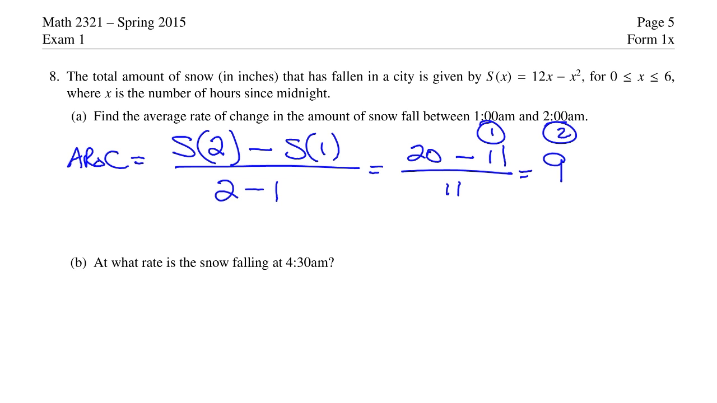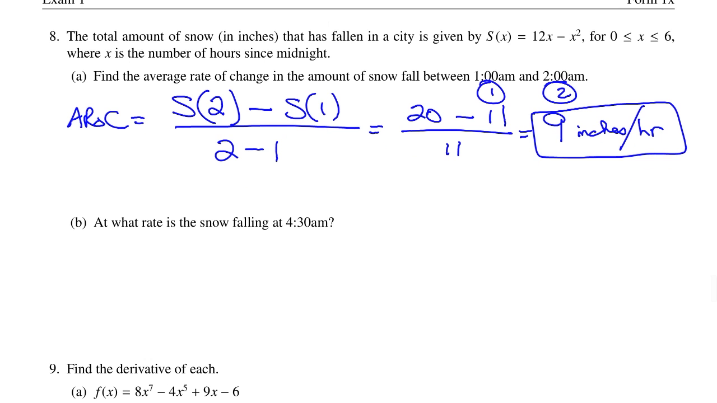Now we need the appropriate unit. It is an average rate of change. So it's the top unit, which is inches of snowfall, divided by the bottom unit, which is hours. So this is 9 inches per hour on average.